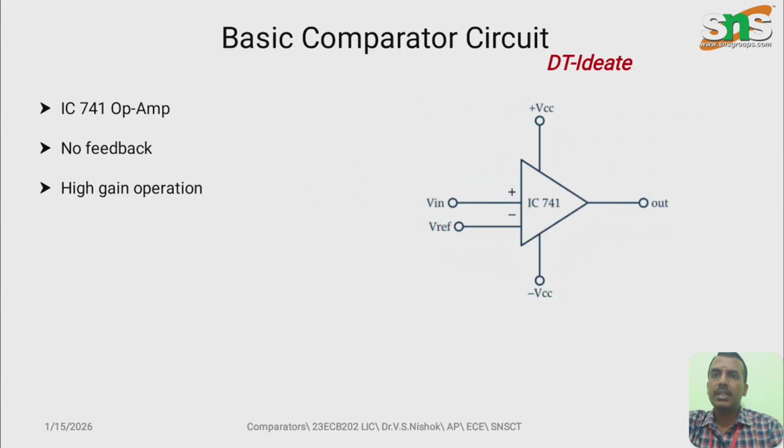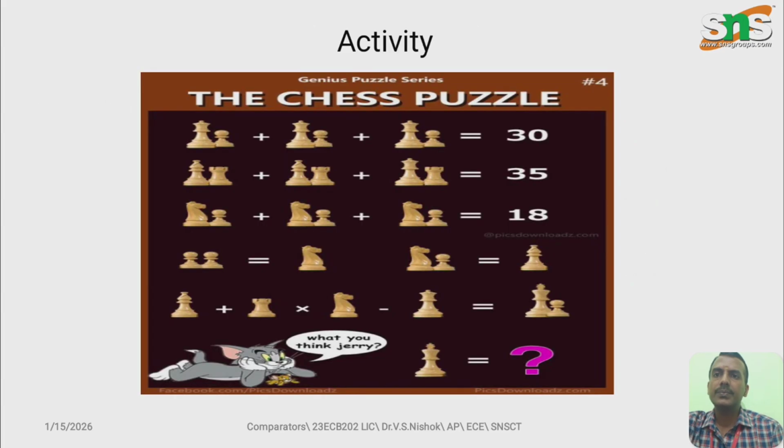With the help of the IC741 op amp, we can go for the no feedback circuit. That is, no path between the output and input terminals, which provides the high gain in the output.